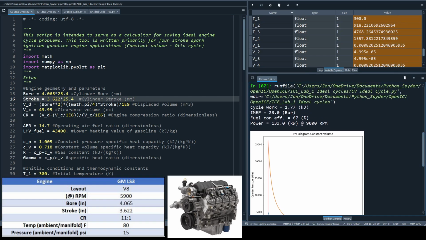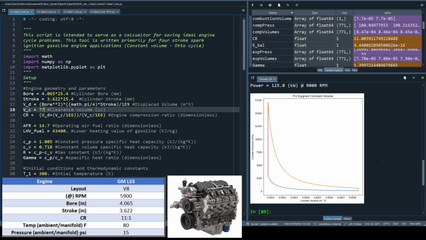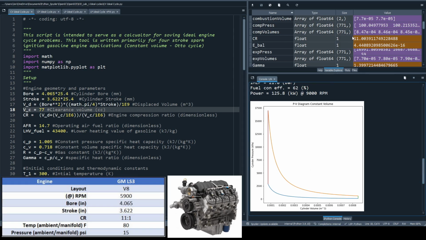Of course, our cycle work and our mean effective pressure go up. Our fuel conversion efficiency also went up, so that tells us something important. Our compression ratio went from 11 to 1 to 16 to 1. That is because we did not change the clearance volume. So clearance volume is specific to each bore and stroke combination. To have a realistic engine, keeping it at 11 to 1 compression ratio, this actually needs to be 77 cc's. So if we do that, now we're back to an 11 to 1 compression ratio.